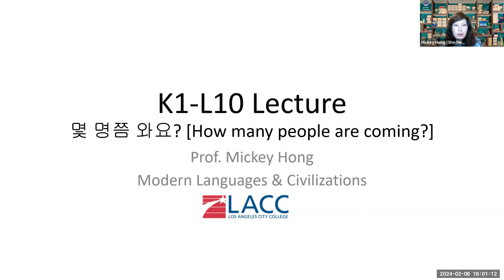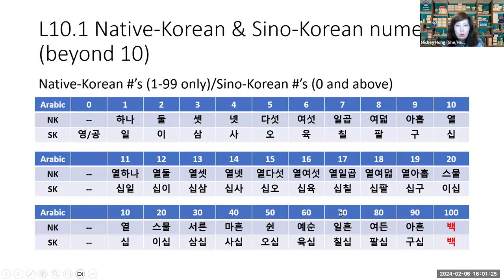Korean 1, lesson 10. This will be the last concluding lesson of Korean 1. 몇 명쯤 와요? How many people are coming? This lesson is mostly around numbers, counting and counters in the number system for Korean.